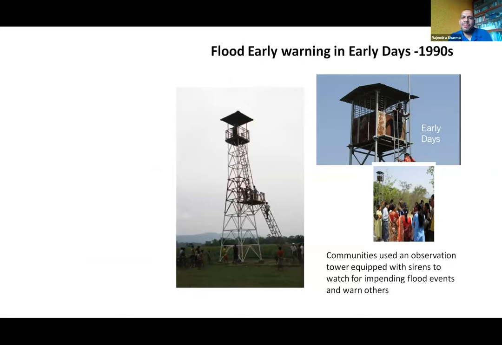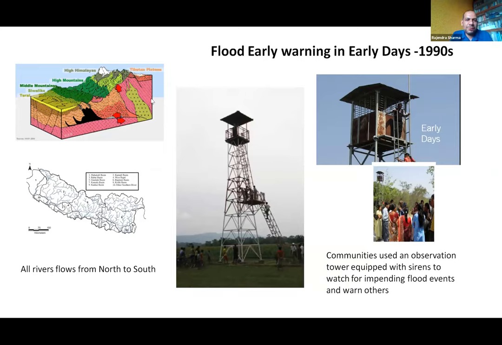So early warning system in Nepal developed from late 1990s. Talking about flood early warning system, in the early days, the community used an observation tower. They used to build a big tower so that people go up in the tower and look towards north, because in Nepal most of the rivers flow from north to south. The people look towards north and they inform the community in the south for the flood early warning and dissemination path. So this is how we started flood early warning system in early days.